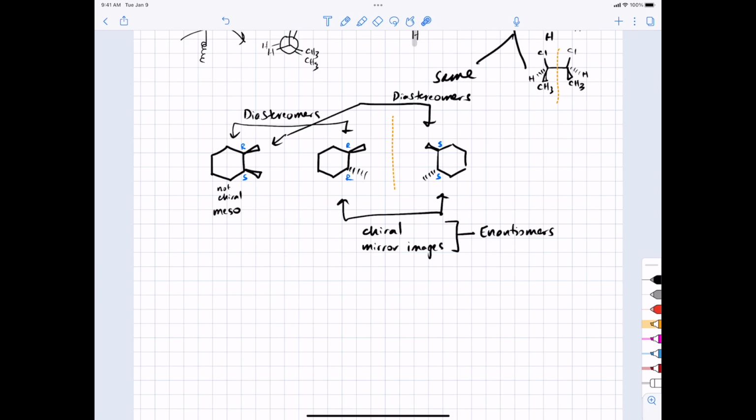A stereoisomer is when the same atoms are attached to all the same atoms. Yep, same connectivity, same molecular weight, same things attached, but different shapes, so stereoisomers.